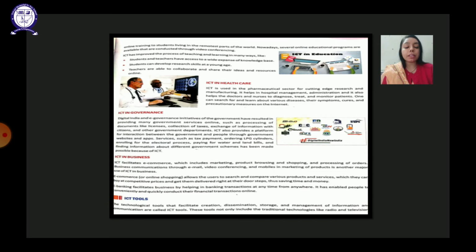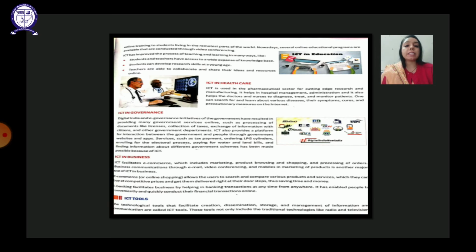Similarly, the Beam app is there, with the help of which you can do the transactions. So it has provided us a platform for transaction between the government and the people through government websites and apps. We can pay the water bills and the electricity bills online only. Earlier we needed to go to that particular place and pay the bills, but now all of these can be done with the help of a particular app or online through the website. So the government services have also been provided online with the help of information and communication technology.